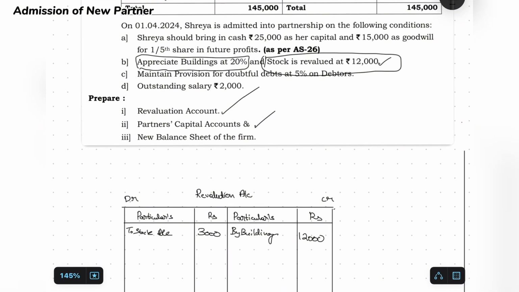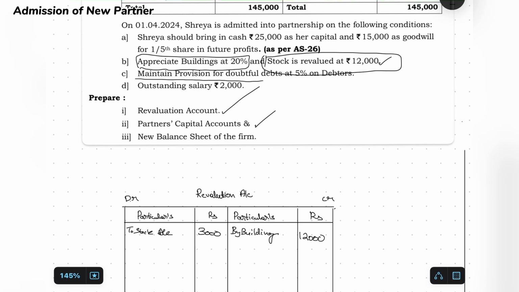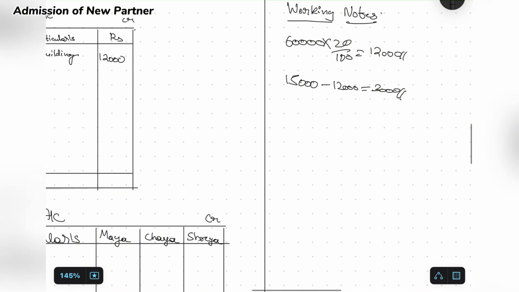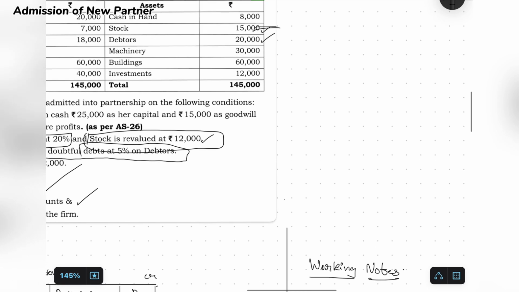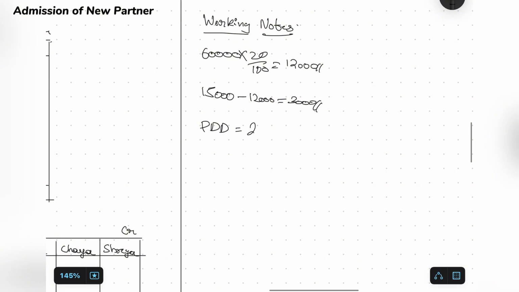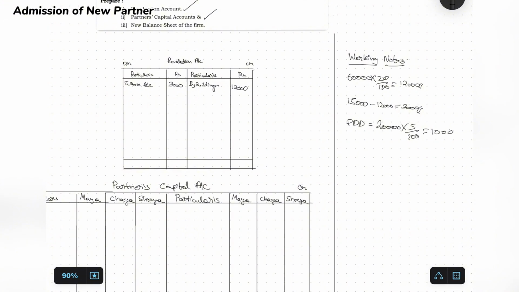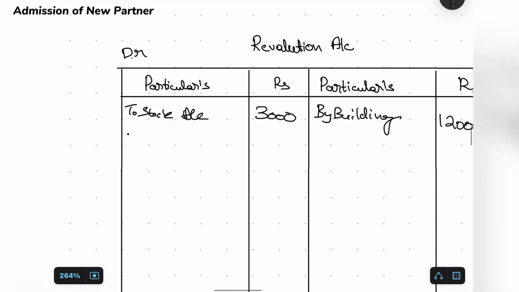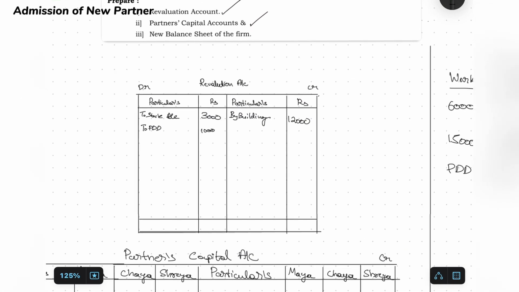So I will record it on the debit side, that is stock account 3,000 rupees. Next adjustment is maintain provision on doubtful debts, that is PDD, 5% on debtors. PDD is provision for doubtful debts. The amount may come or may not come, so there is no guarantee for the amount. The debtors value is 20,000. So I will take the debtor value as 20,000 and maintain 5% on that, that is 1,000 rupees. PDD is a loss for the company, so I will record it on the debit side.